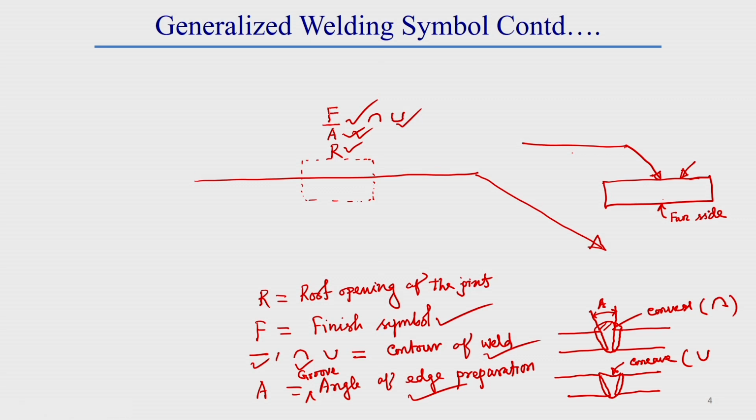Now, if this is given on the bottom side of this reference line, that means if this far side information is given on the bottom side of the reference line, then we have to provide this information on the top side, that means the arrow side of the weld plate.